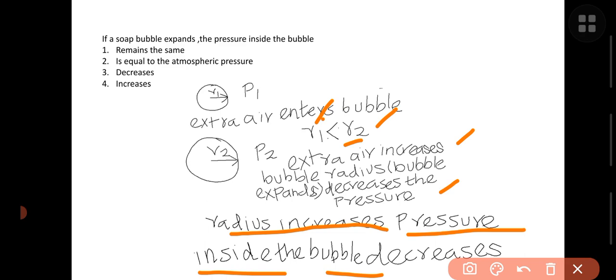With this, we are able to give the answer. If a soap bubble expands, the pressure inside the bubble obviously decreases. Option number 3.